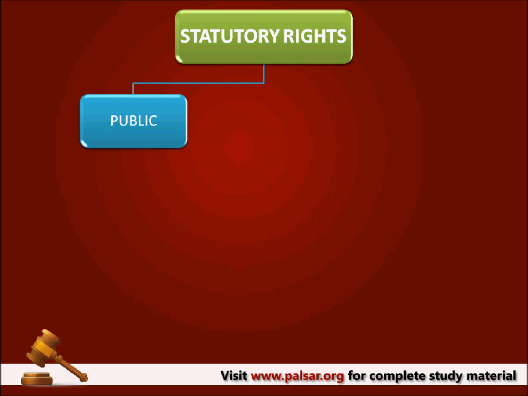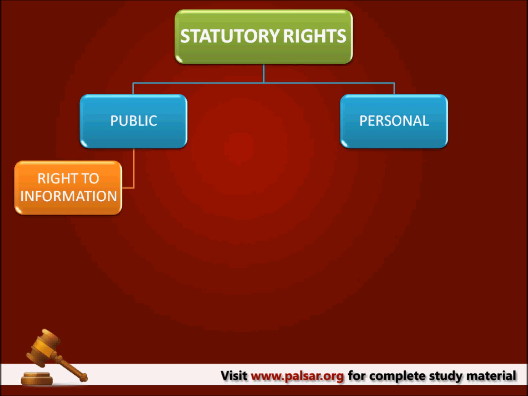The statutory rights can be studied under two heads: public rights and personal rights. Under the public rights head, we can study right to information and right to work. Let me also share with you, whatever rights we are discussing here are only illustrative, not exhaustive. Right to information: any person who needs information from any public authority can, by making an application, certainly demand information from any public authority. This is a right recognized by way of a law itself.